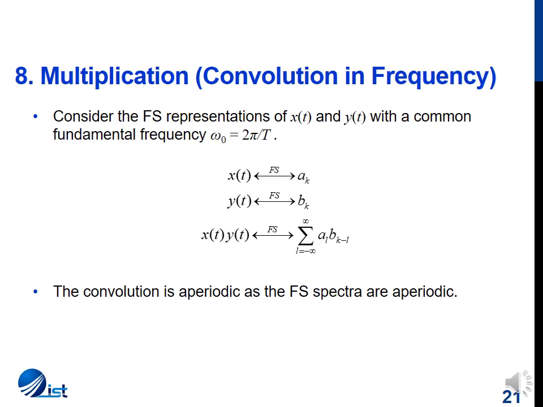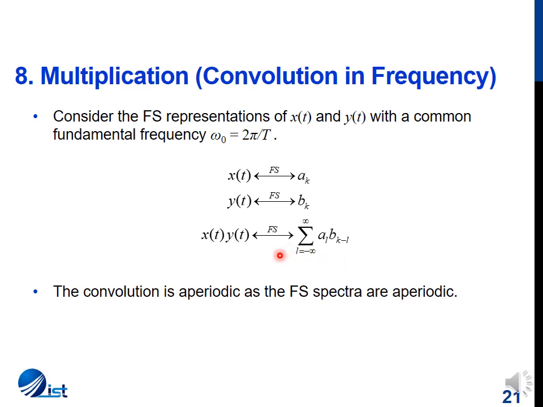What happens if we have to multiply two periodic time domain functions together and observe the Fourier series? If x of t is the first periodic function and its Fourier series coefficients are given by ak, and y of t is the other periodic function whose Fourier coefficients are given by bk, and they have a common fundamental frequency, then if you multiply these two signals, the Fourier series coefficients are convolved in the frequency domain.